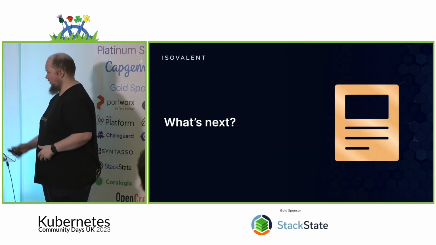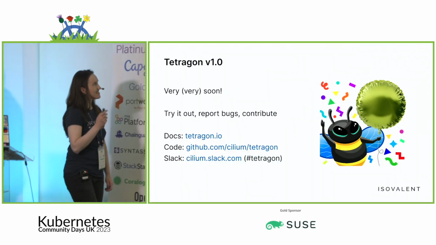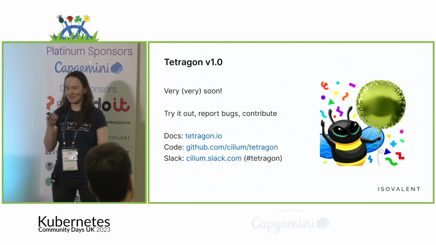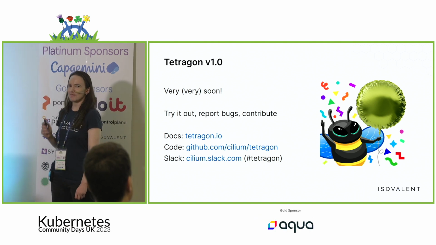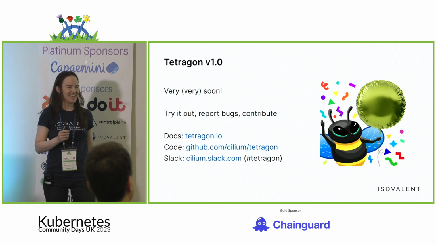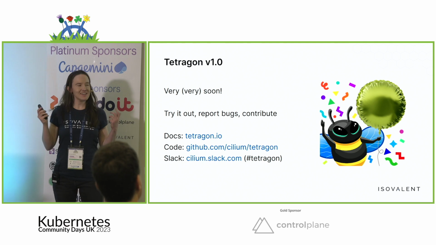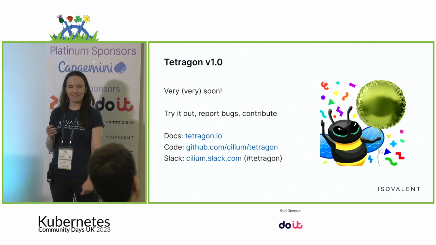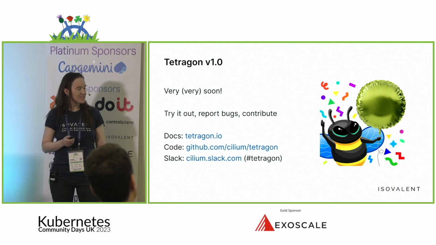Right, what's next? The next thing is Tetragon 1.0. So Tetragon at the moment is release 0.11, I believe. We are releasing 1.0 very, very soon, like expected any day at this point. So we wanted to ask you to try it out, to report bugs if you find any, to contribute if you want. The Tetragon documentation is under tetragon.io.